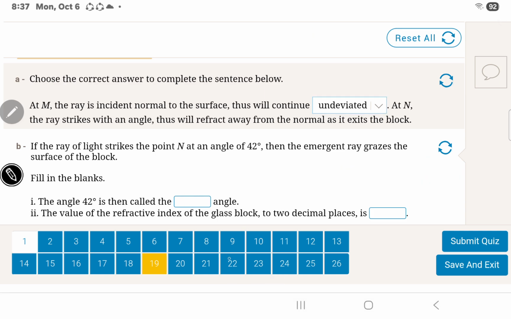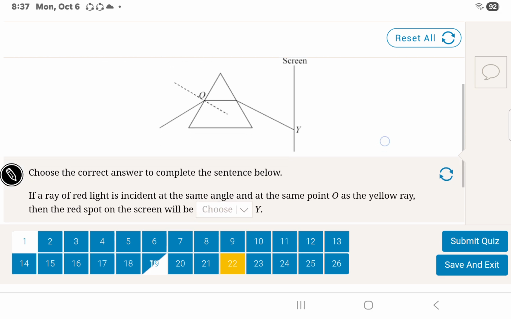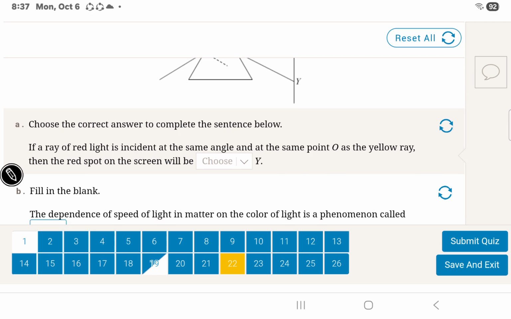Now question number 22 also is important and has an idea which needs to be explained. A ray of yellow light is incident at a prism shown below. At point O, the ray bends inside the prism, then leaves it and hits the screen at point Y. If the ray of red light is incident at the same angle and at the same point as the yellow ray, then the red spot on the screen will be what?